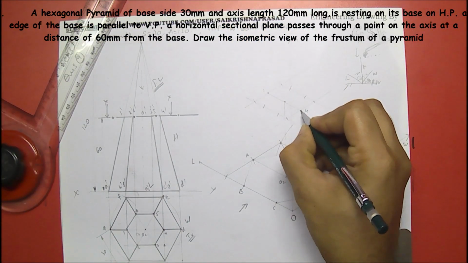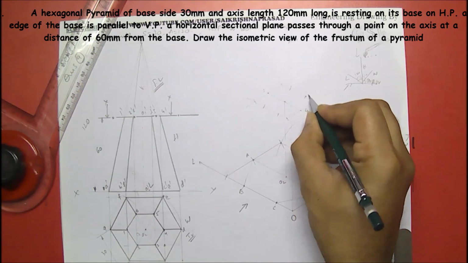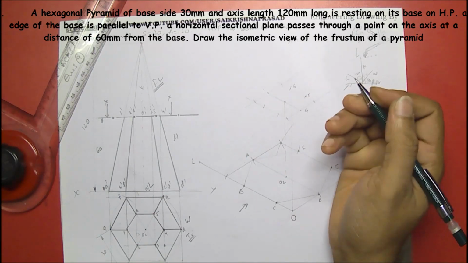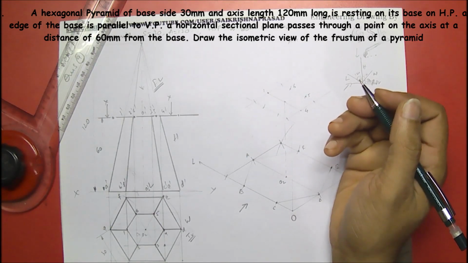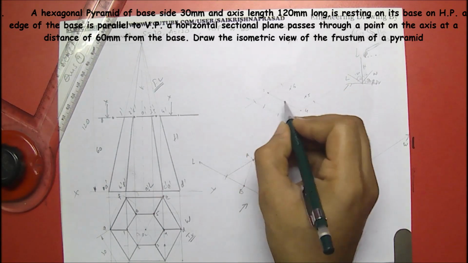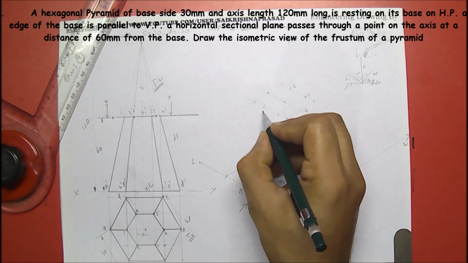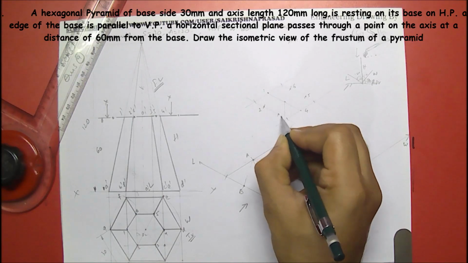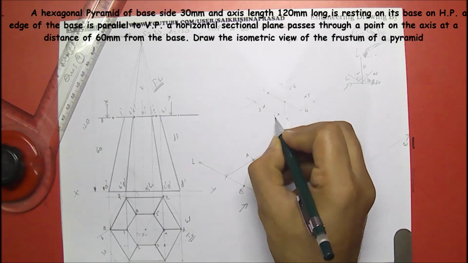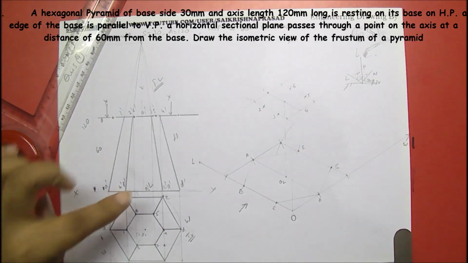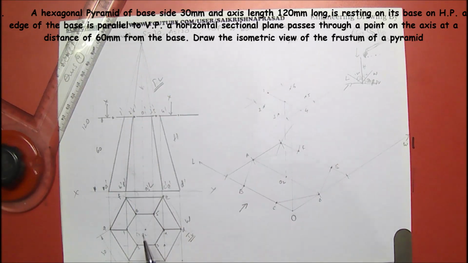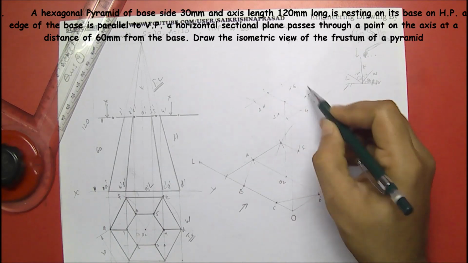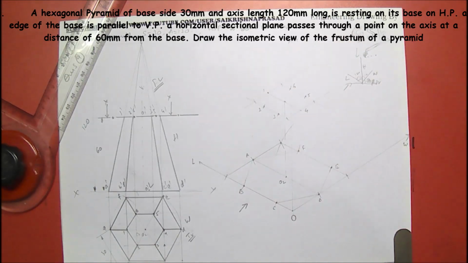So this one is the 4, and this one is 5, 6, this one is 1, and this one is 2, this one is 3. So top, when you're looking from the top, you can see this structure fully visible. Means I can draw this 1, 2, 3, 4, 5, 6 as a fully visible structure.